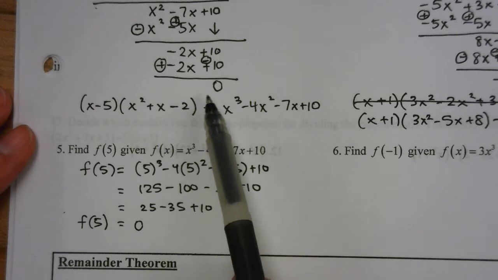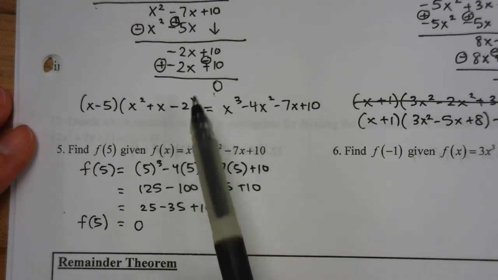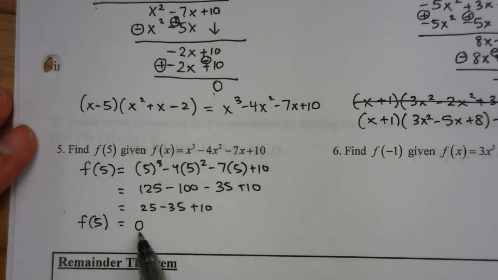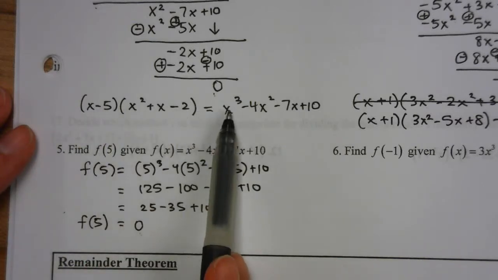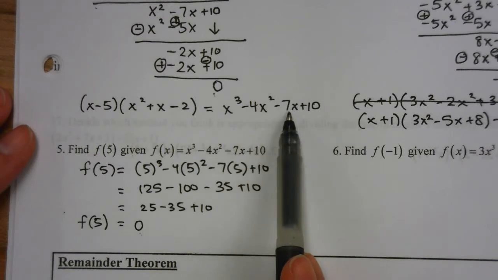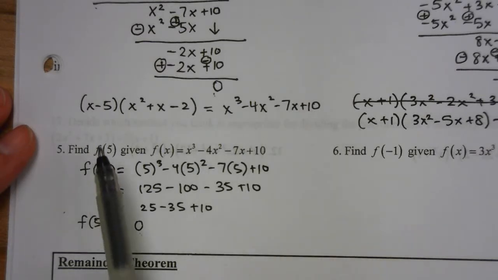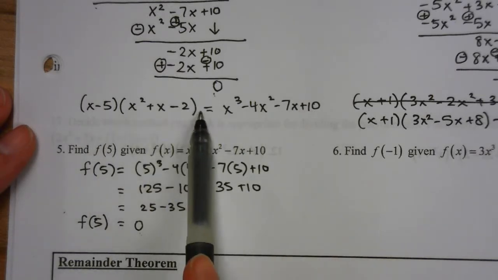So this confirms that the remainder of 0 I got up here is the same as the 0 that I got right here. The x minus 5 is a factor of the x cubed minus 4x squared minus 7x plus 10. So you are a factor when you come out with a zero remainder.